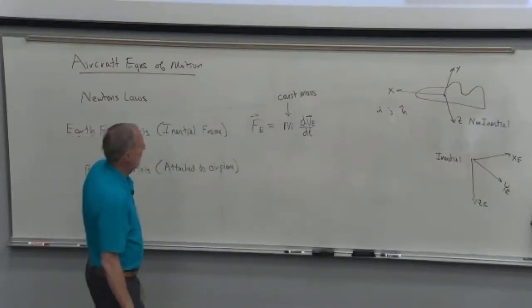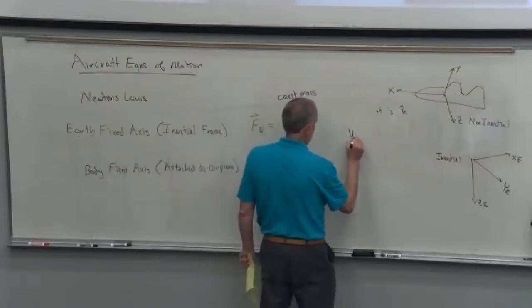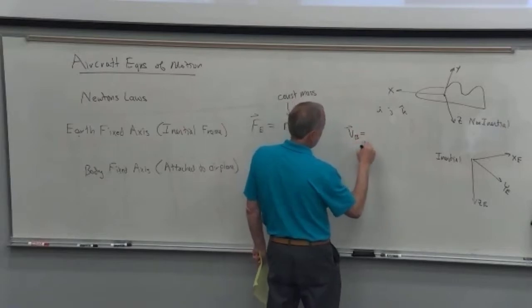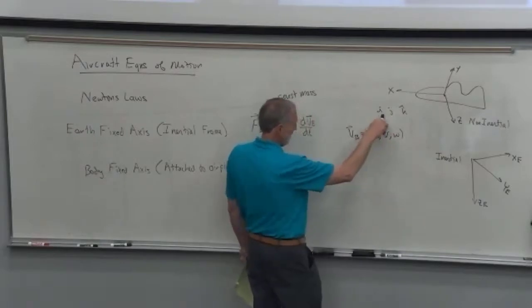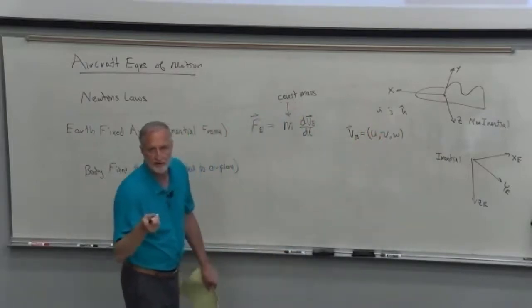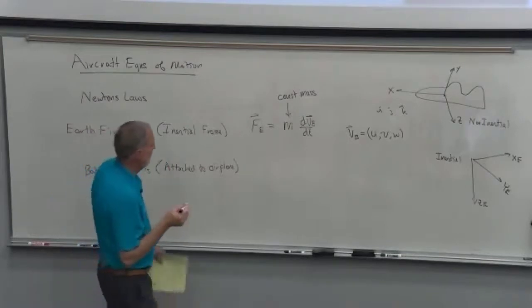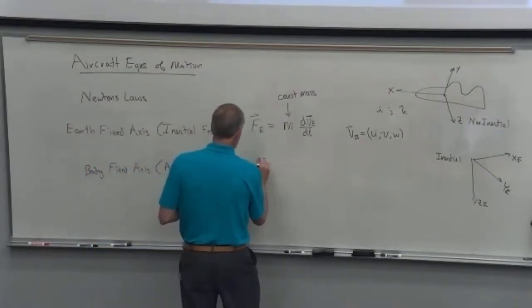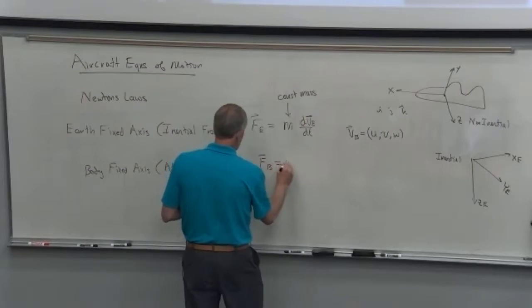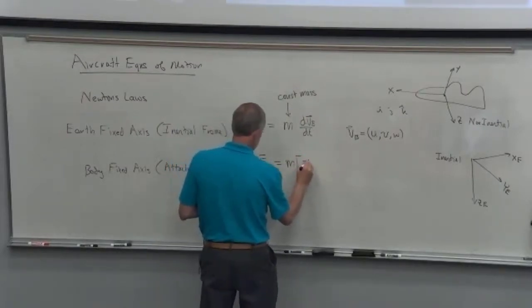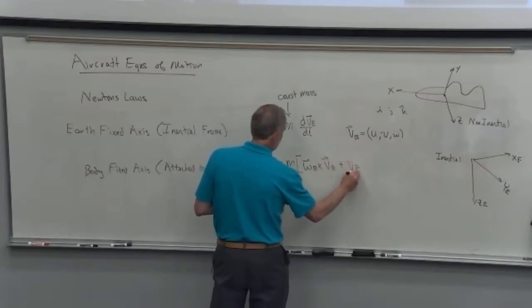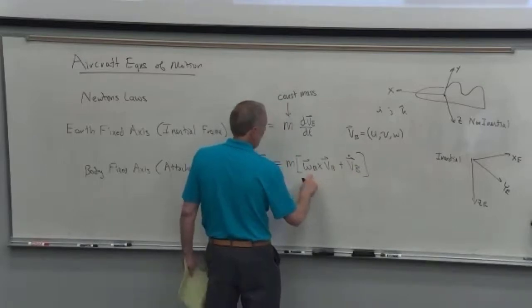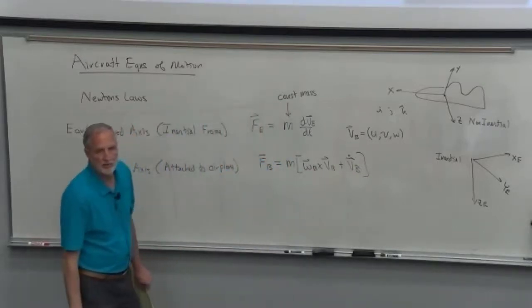So not only do you have derivatives of u, v, and w, but you also have derivatives of i, j, and k. This is the body fixed. You should have done this in dynamics and in spacecraft dynamics. It showed that in the rotating axis system, you get this extra term, omega cross VB.